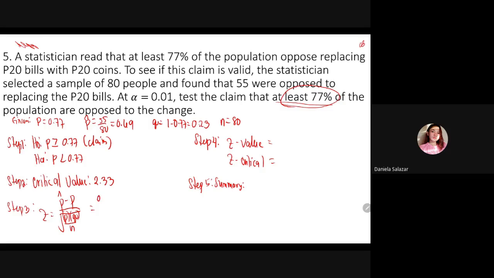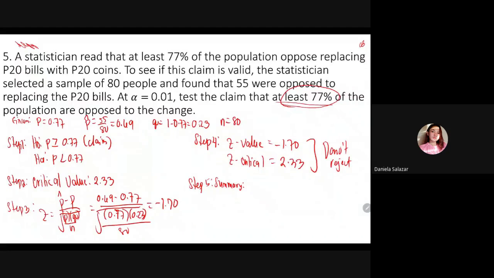Okay. So here we have 0.69. What is your answer here? Negative 1.70 po. That's correct. The Z value here is negative 1.70. The critical value is 2.33. So what is the decision? Do not reject po. That's right. So what is the summary of the computation? There is enough evidence to accept the claim of the researcher po. There you have it. That's correct. To accept the claim of the researcher.